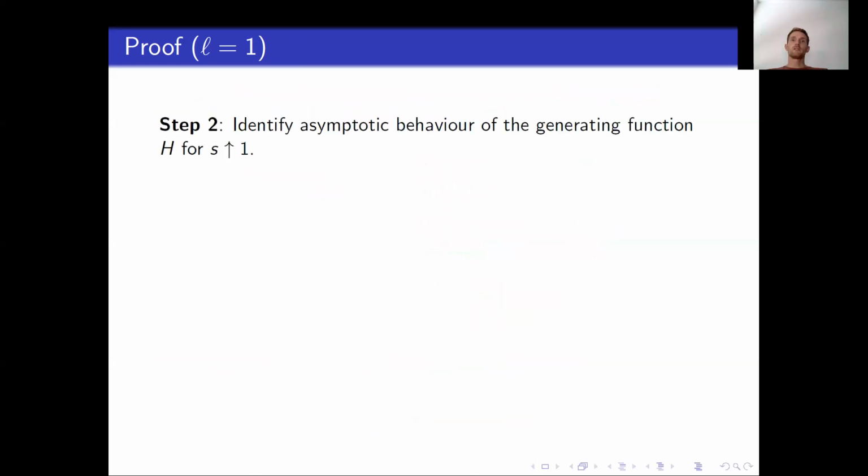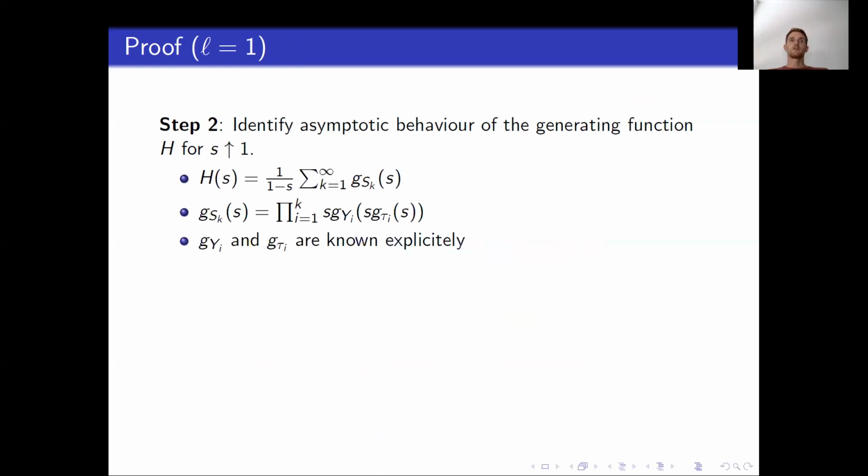The next step is we identify the asymptotic behavior of the generating function. And okay, we know the generating function of the expected range can be expressed by the generating function of sk. Sk we can give in terms of Yi and tau i. Yi is just a geometric distribution, so we can give an explicit expression for the generating function. And tau i is a hitting time of a symmetric Bernoulli walk. And for symmetric Bernoulli walks, we can also give explicit expressions for generating functions, for example, using martingale techniques and optimal sampling.